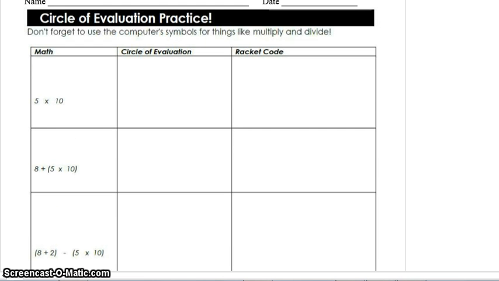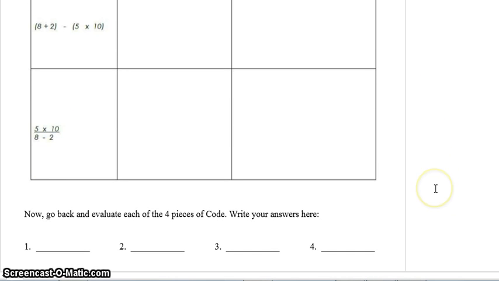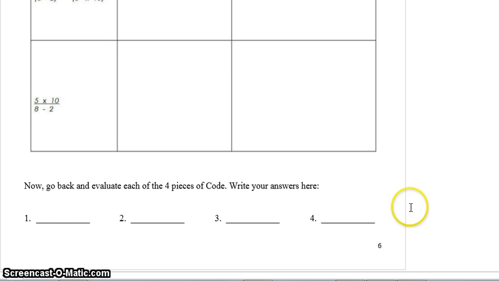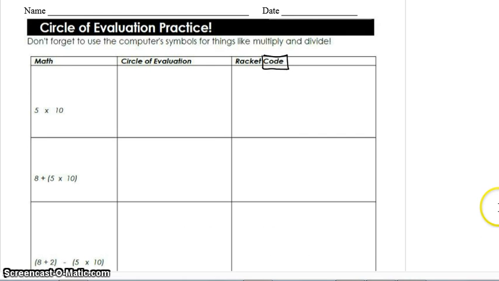What you'll notice when you flip to page 6 is that this is practice. There are 4 examples where you are asked to write the circle of evaluation and write what's called Racket code. Really, that's just another name for code. And down at the bottom of page 6, you'll be asked to evaluate each of the 4 pieces of code above, and write your answers down here for 1 through 4. So this should be independent practice. This should be something that you can do confidently, hopefully. You can pause the video now, do this page on your own, and I'll come back with the answers once you hit play again.